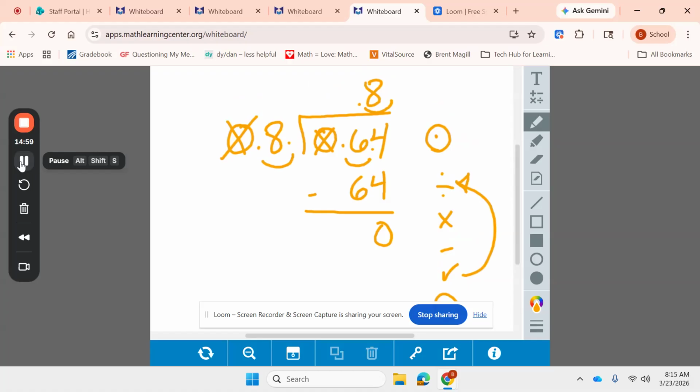So the answer is 8 tenths. So if I take 64 hundredths and 8 tenths, and I divide 64 hundredths by 8 tenths, I'm going to first shift the 8 one place value, and then shift my dividend one place value. So it's 8 dividing 6 and 4 tenths now.